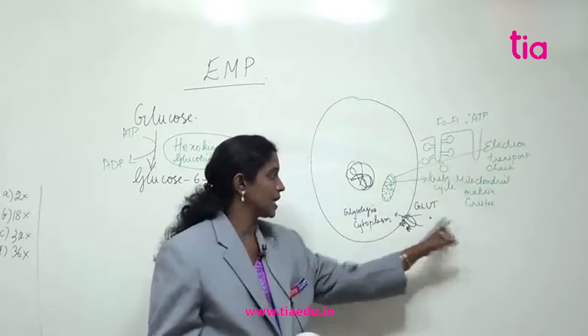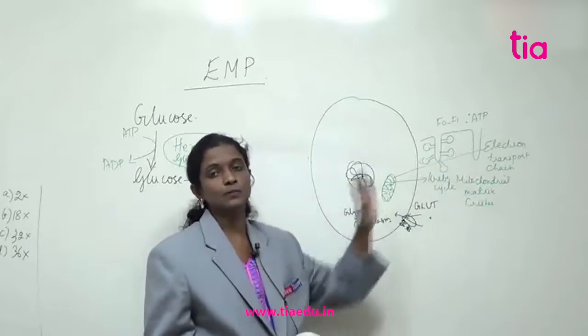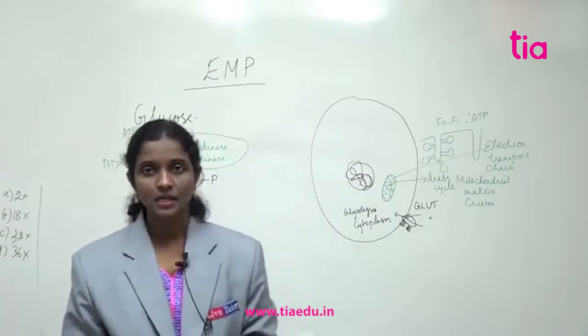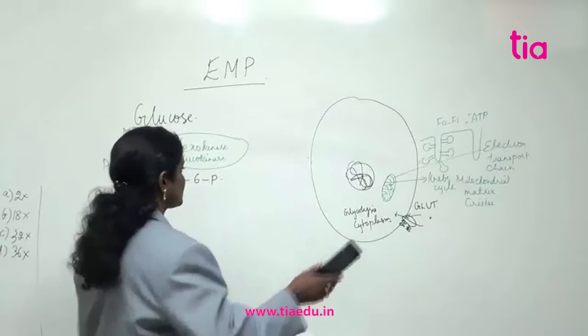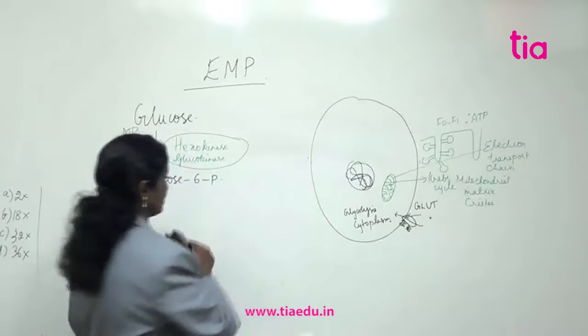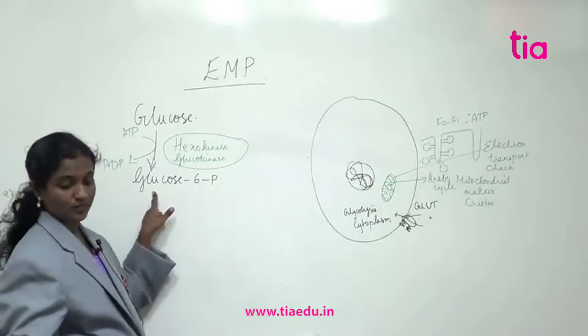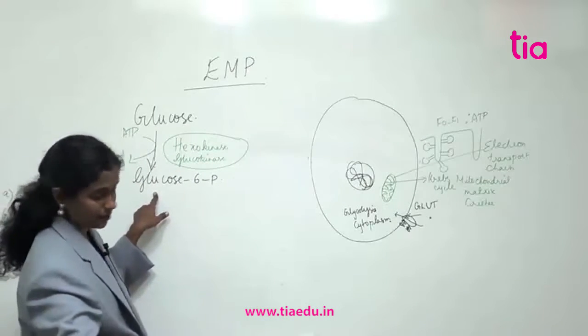So three events happen from cytoplasm towards mitochondria. Till mitochondria it happens, so it involves two regions. Now let us go for the next step, because you have to understand that three events happen in three different places.